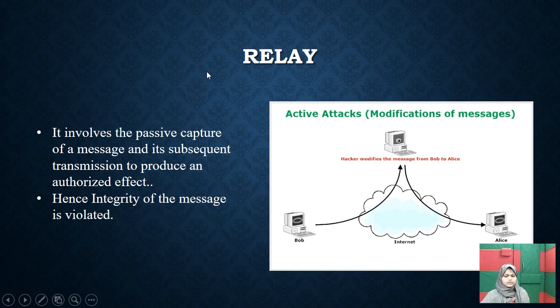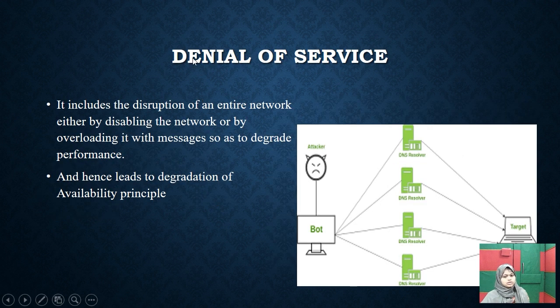Okay, so such sort of attack is called a relay attack, and a relay attack basically violates the integrity principle of information security. Now let's go through the third and the last type of attack, that is the denial of service attack. The name itself suggests it. So here, what exactly happens?